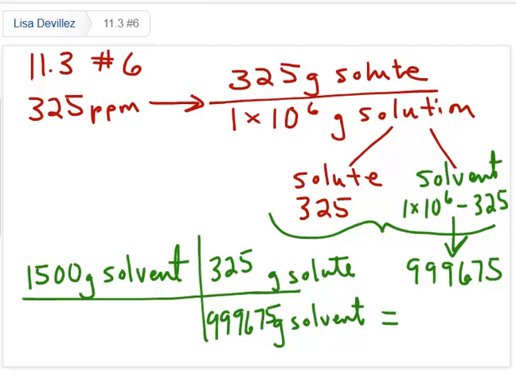So when I do that, I get 1,500 times 325 divided by 999,675, and so I get about 0.49 grams of my solute. And is that one of my choices? That's approximately 488 milligrams. So that would be choice D on there.